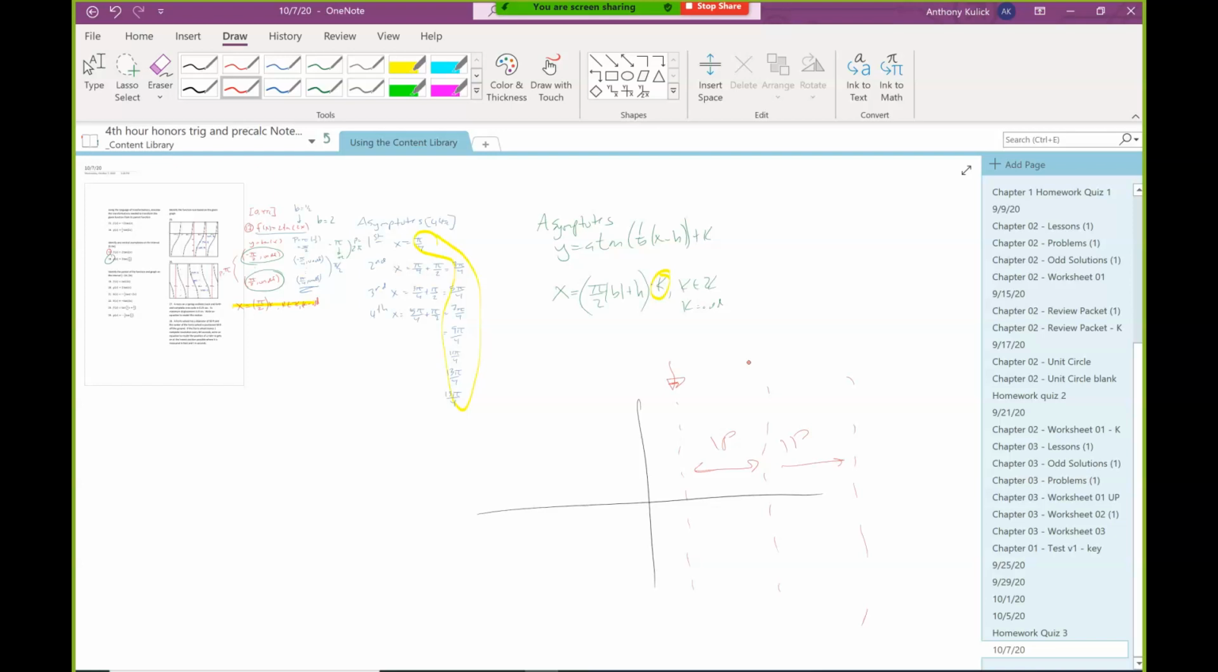Yeah, or you could just do pi divided by the absolute value of b for a tangent function. You could do that also. Either way of thinking about it is fine.